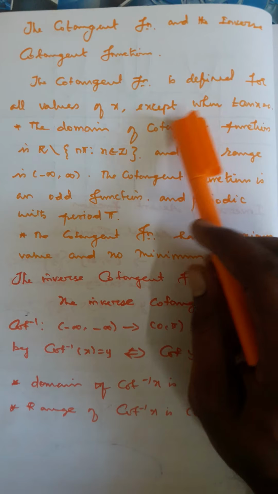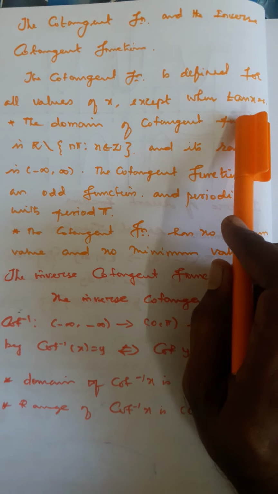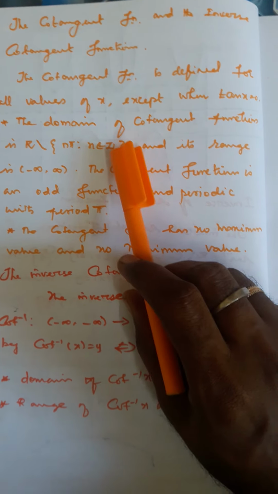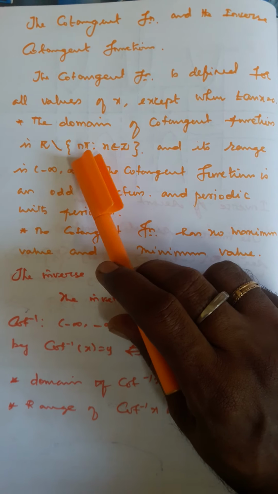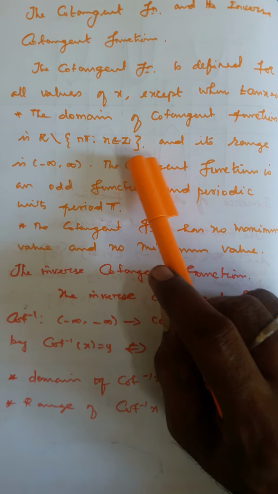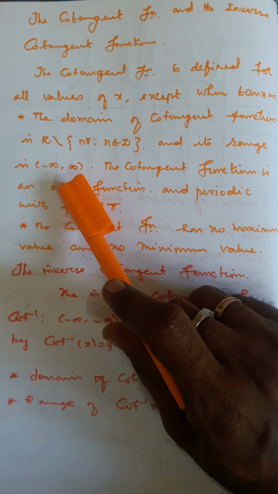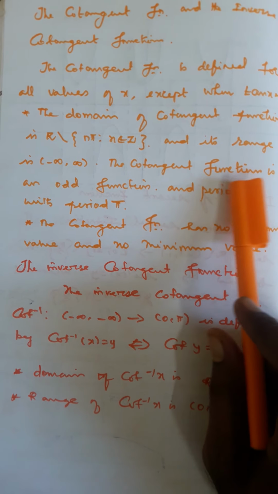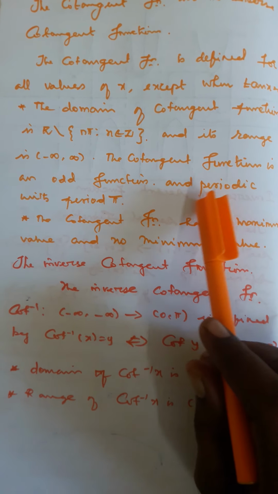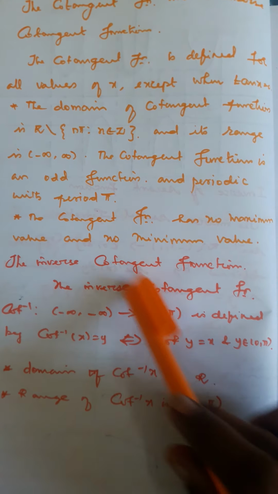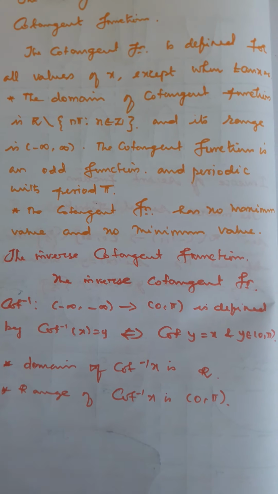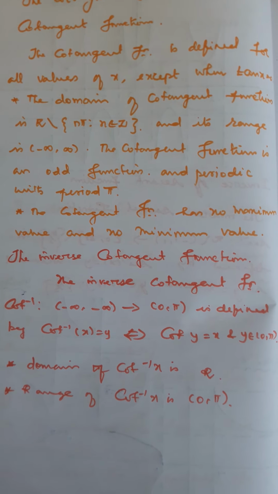The cot function is defined for all values of x except when tan x equal to 0. So the domain of the cot function is R minus n pi where n belongs to Z, and its range is minus infinity comma infinity. The cotangent function is an odd function and periodic with period pi. The cot function has no maximum value and no minimum value, right?